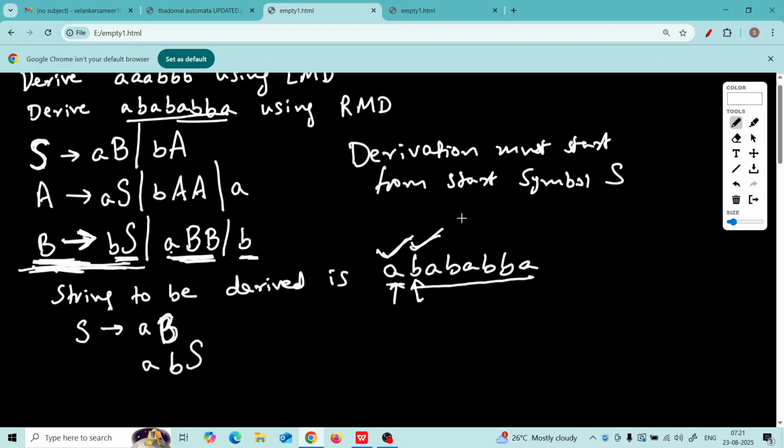Now we have one capital S pending. And somehow that capital S should give us this remaining string. Correct? Note, we have generated AB. The string pending now is ABABBA, and we have only S pending, capital S, in our derivation. Somehow this S should give us this.